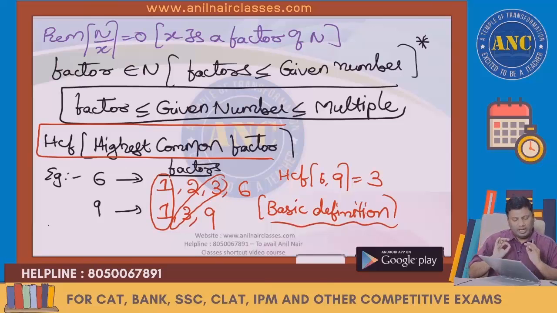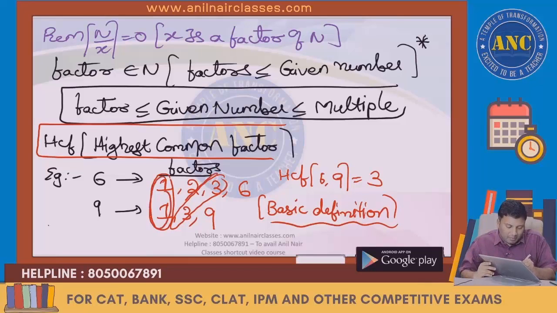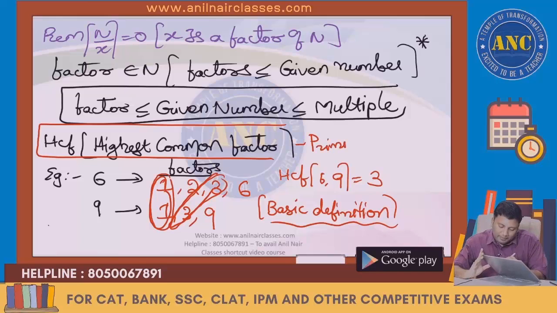What we did was take a number. A factor should be less than or equivalent to the given number. We found all the numbers which perfectly divide 6: 1 will divide, 2 will divide, 3 will divide, 6 will divide. For 9, 1 will divide, 3 will divide, 9 will divide. 1 is a common factor, 3 is a common factor. So the HCF of 6, 9 is 3. This is a primitive way of understanding HCF.